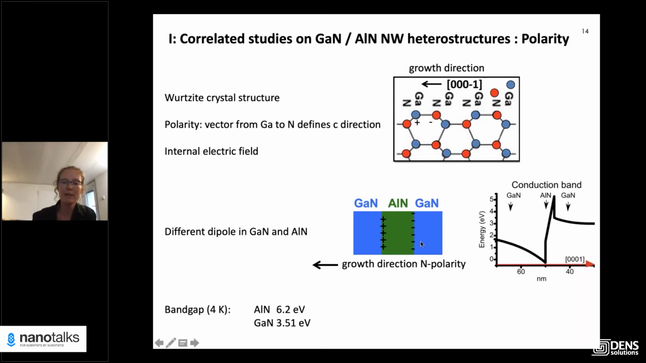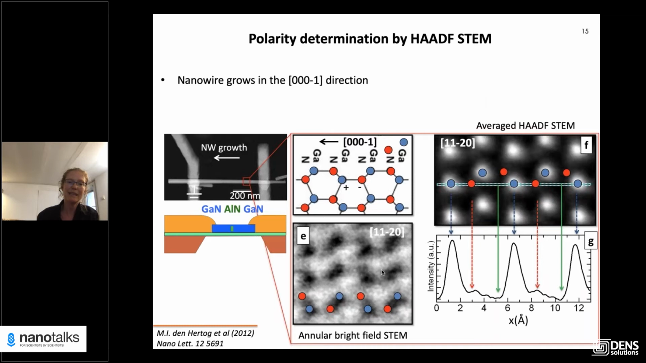For example, if we grow first gallium nitride, aluminum nitride, and again gallium nitride, at the interfaces we find uncompensated dipoles. So depending on the polarity, we get a sheet of fixed charge with either negative or positive charges. So you get this very strong bending of your bands and a very strong internal polarization field. So this has a very strong effect on electric properties. So this is the study we did.